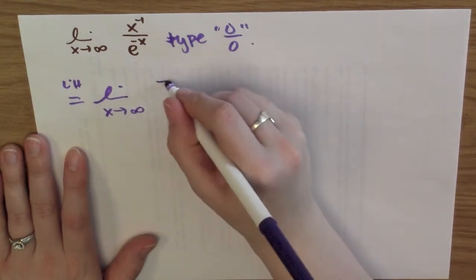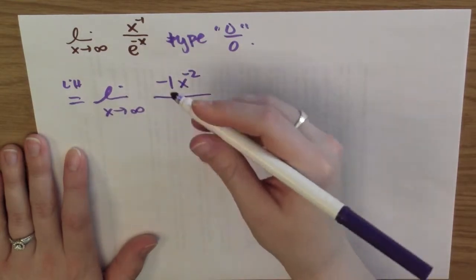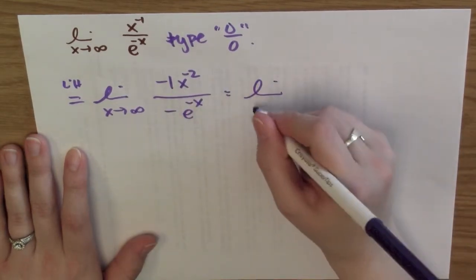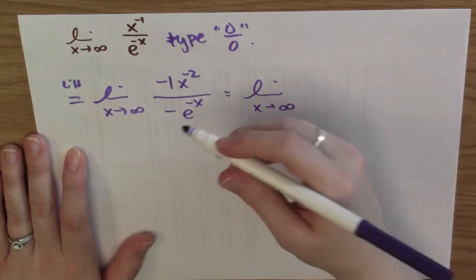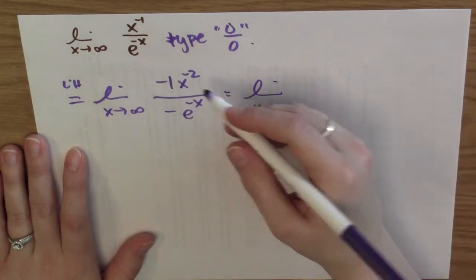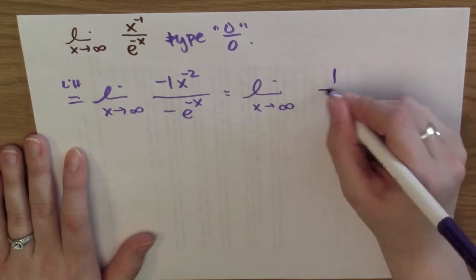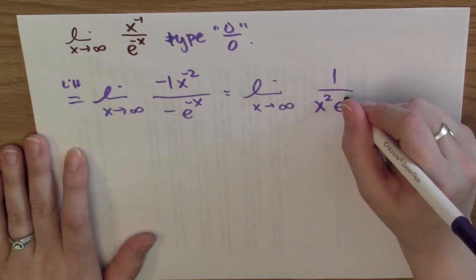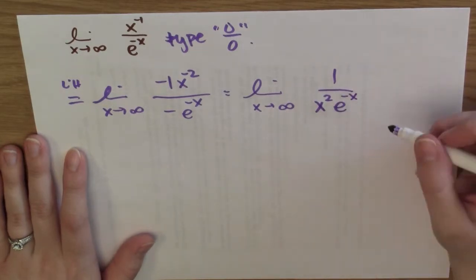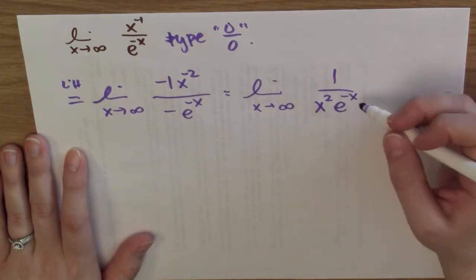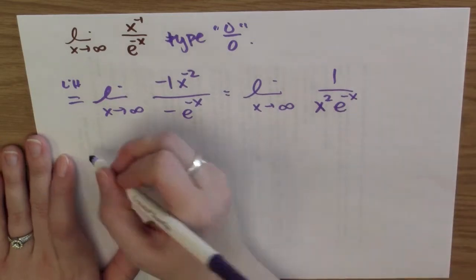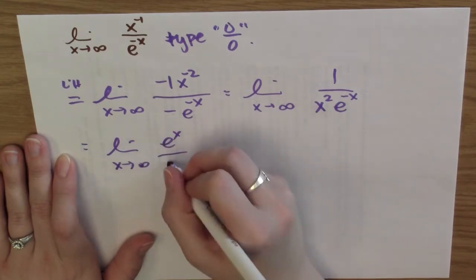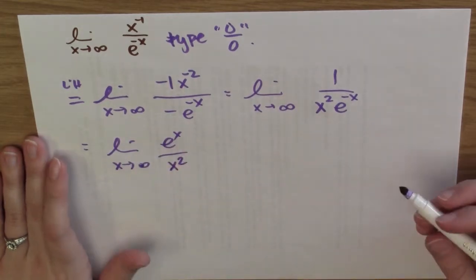Well, I take the derivative of the top, that's negative 1 x to the negative 2, and the derivative of the bottom, e to the negative x. So let's do a little algebra here. Limit as x approaches infinity, negative 1 over negative 1 cancels, and x to the negative 2 is really like 1 over x squared, e to the negative x, right? And e to the negative x is really a lot like e to the x in the numerator, so this is the same thing as limit as x approaches infinity of e to the x over x squared, right?